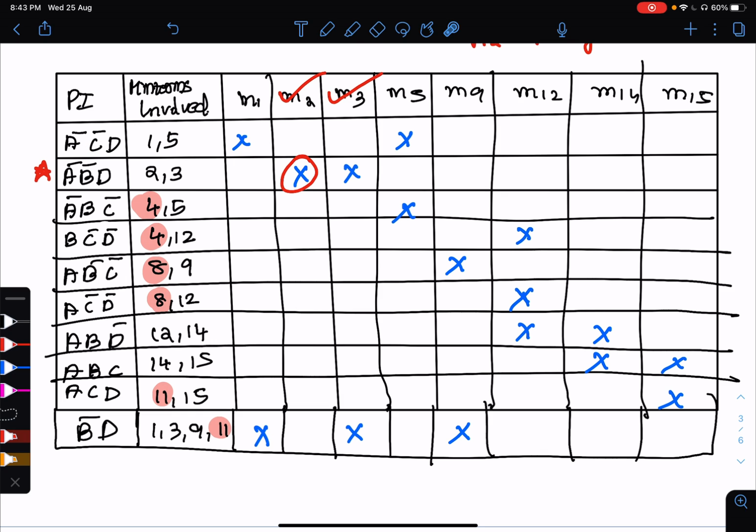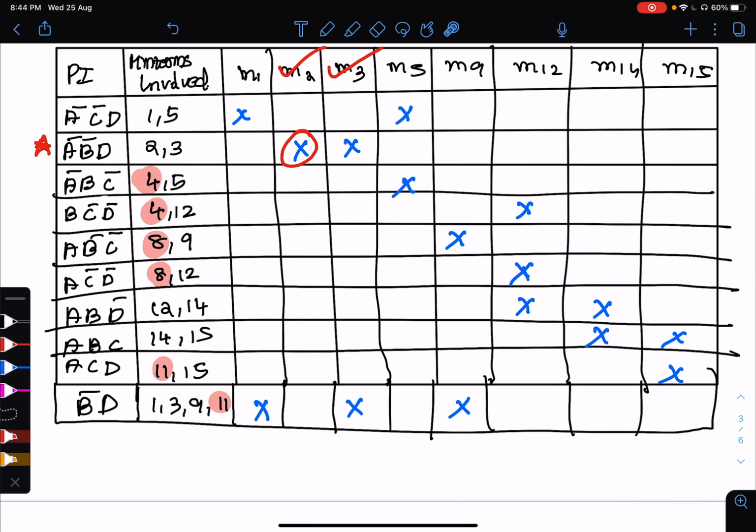So there are 2 possibilities we can select. Either we can select A dash C dash D, or we can select B dash D. We can select only one for M1. It is up to you, you can select either of them. Generally we select the prime implicant which will cover the maximum number of minterms. That is the general method we are following.